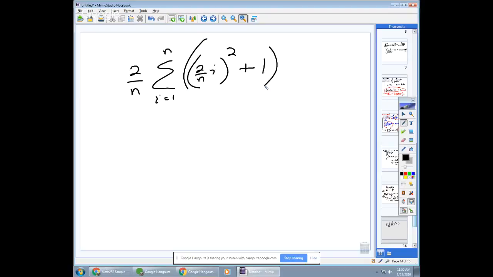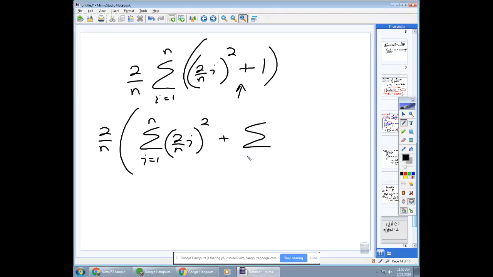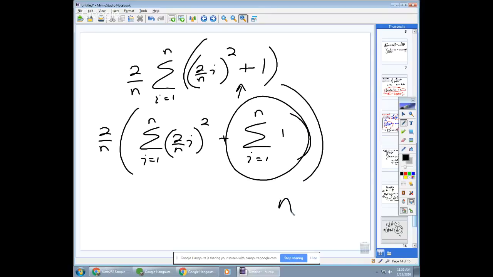Notice how that cleans it up a whole lot. Well, we can clean up a lot more. We can separate the plus 1 on the sum there. So I'm going to keep the 2 over n out here. But now I'm going to have the sum as i goes from 1 to n of the 2 over n i squared plus the sum of 1. And that would just be n, right? So this thing right here is just going to be n.